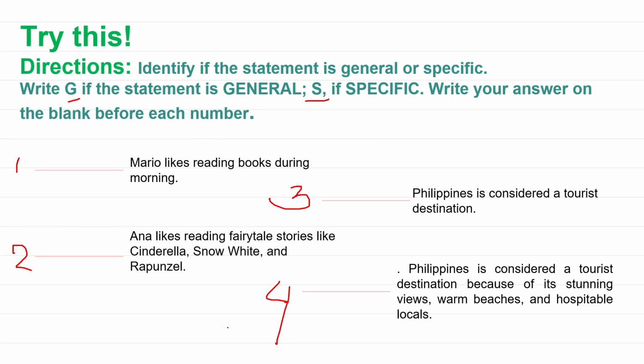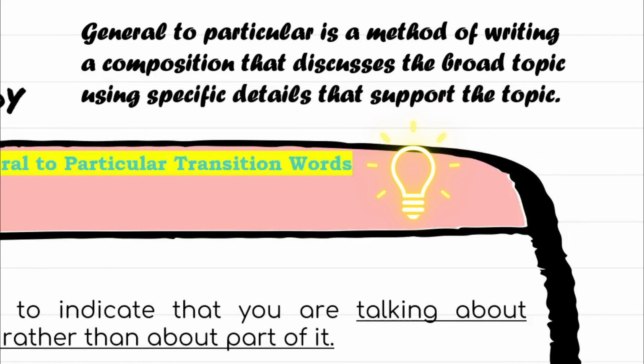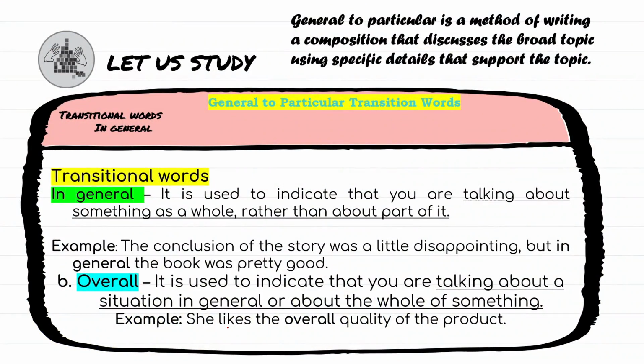Okay, so let's proceed. Let us study. General to particular is a method of writing a composition that discusses a broad topic using specific details that support the topic. Here, you will learn how to use the general to particular transition words. First, transitional devices or words used for general ideas. Transitional word number 1: in general.